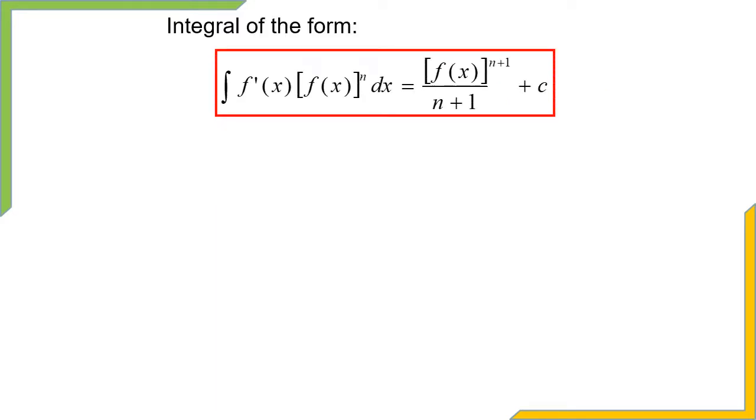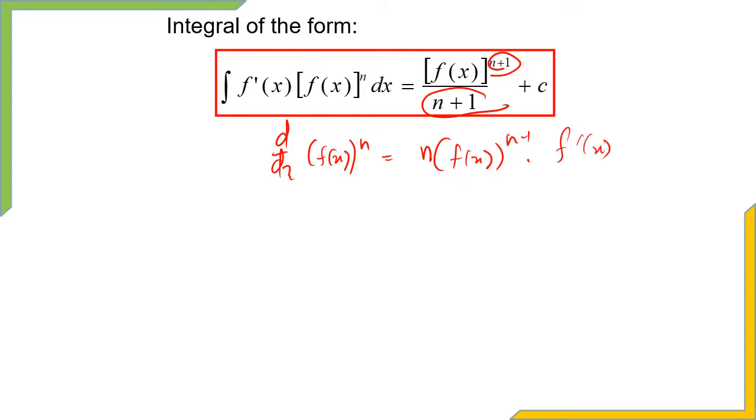Integrate in the form of integrate f prime x multiplied by f(x) all to the power of n with respect to x, then the answer will be f(x) to the power of n plus 1 and then divided by n plus 1. Okay, so this actually comes from the general power rule in differentiation. So we know that differentiating f(x) to the power of n will be equal to n of f(x) to the power of n minus 1 and then multiplied by f prime x.